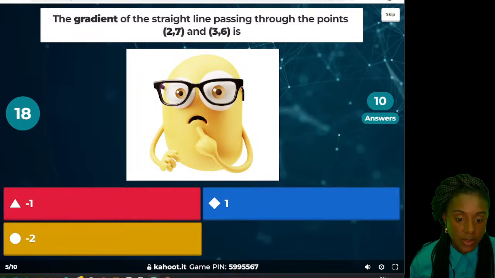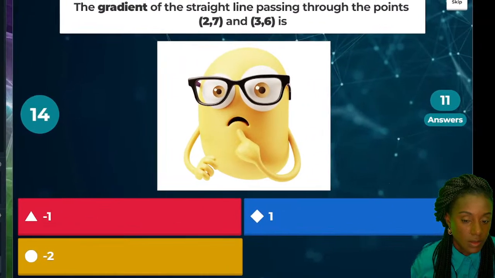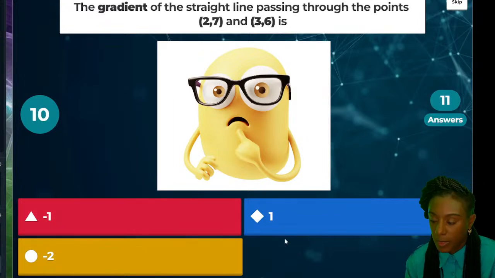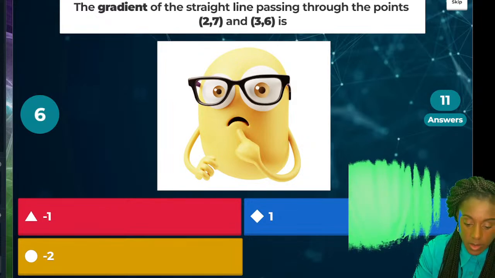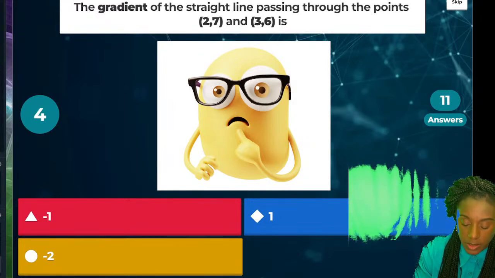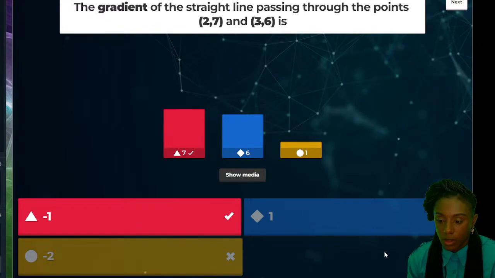Okay, you all are doing great. Just a few more seconds remaining. Okay, so let's see. Half of you all got it correct. Half of you all got it incorrect.